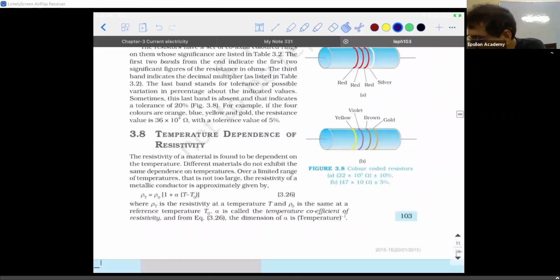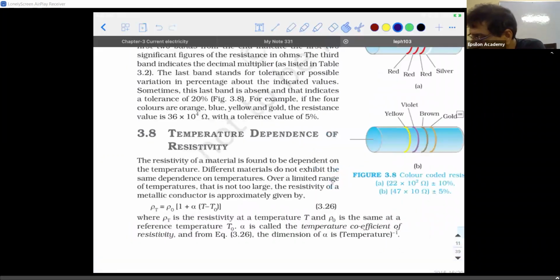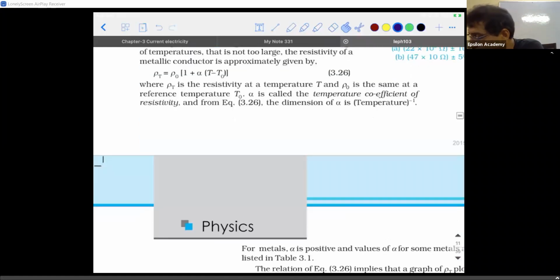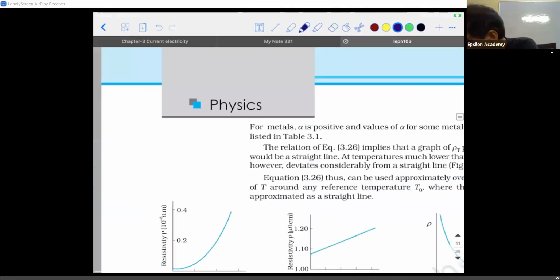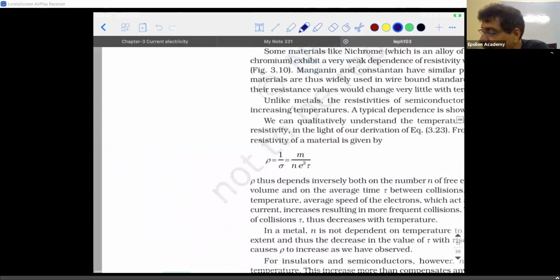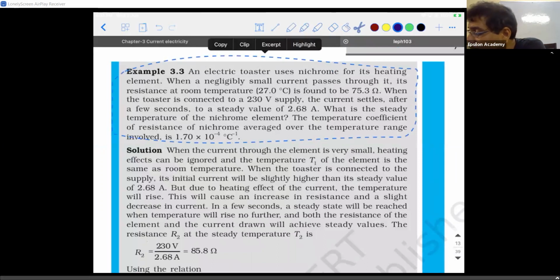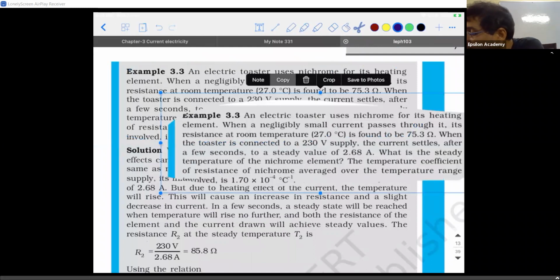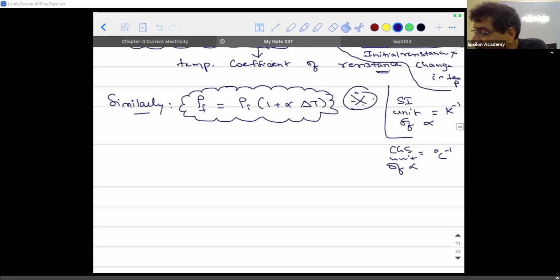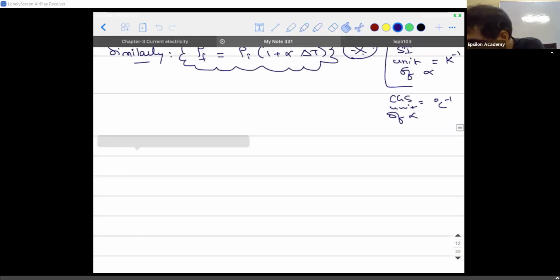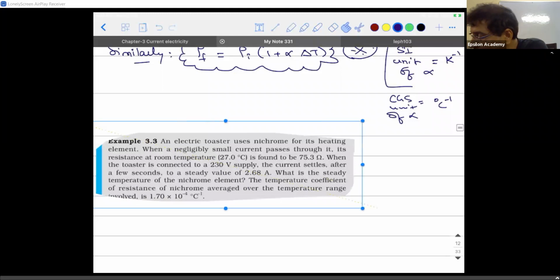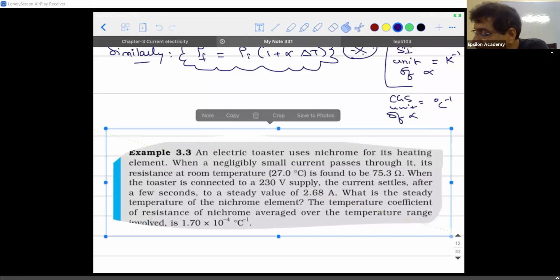Temperature dependence of resistivity. This is a problem we can think of. Let me copy this. If you have the textbook, you can have a look. If not, you can look at my screen. Okay, listen to this.